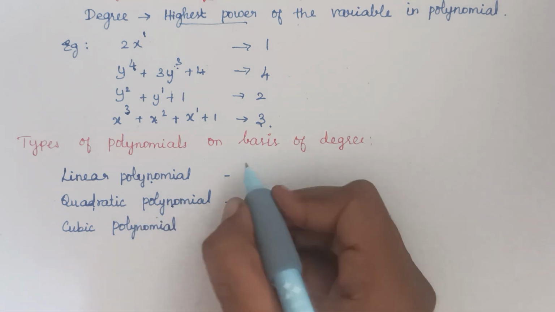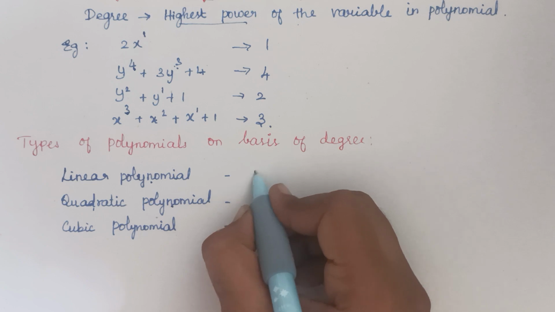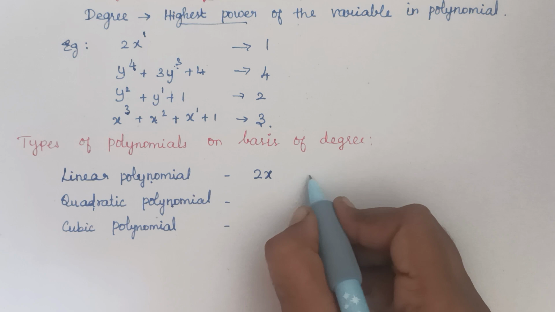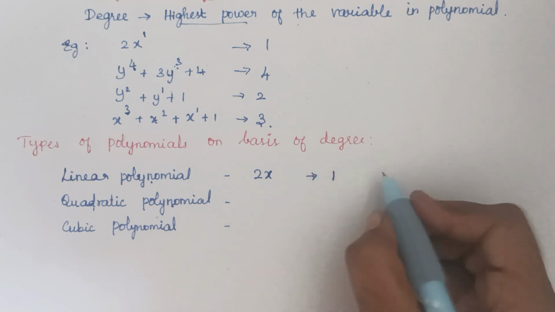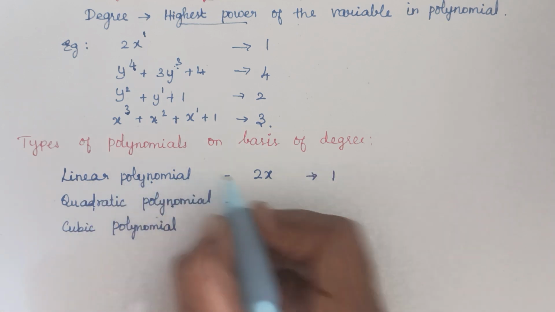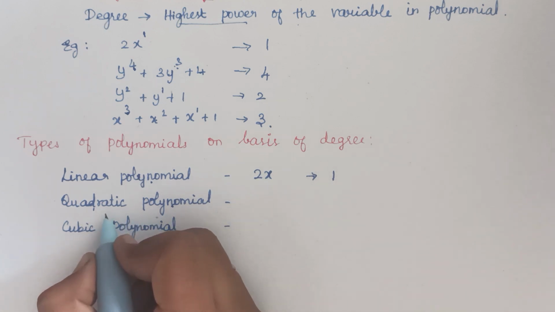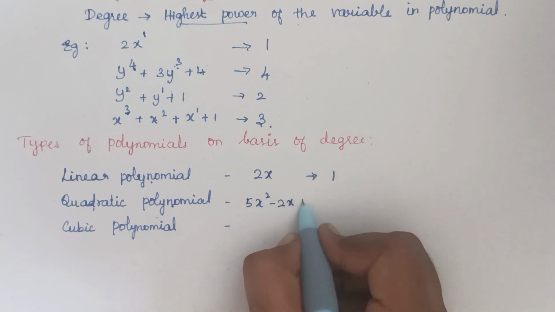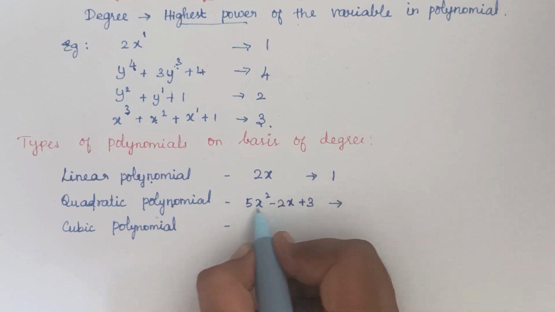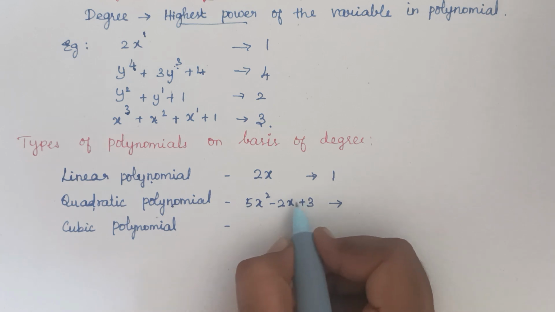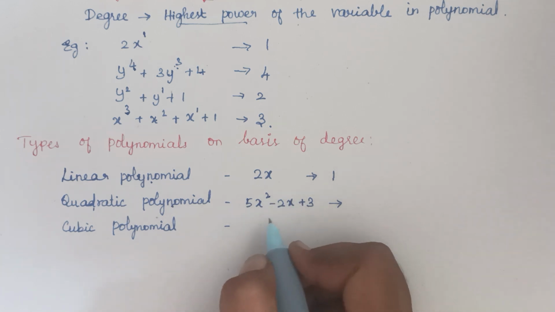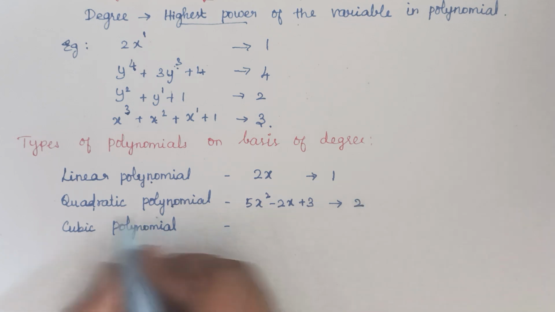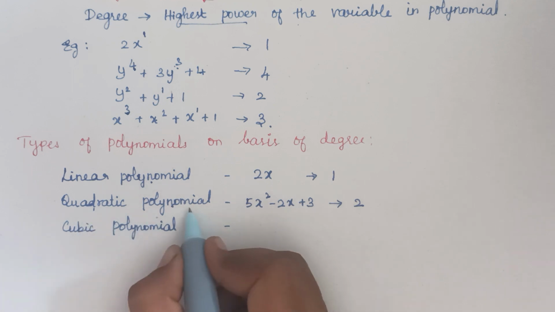Okay. So for example of a linear polynomial, 2x. What is the degree of this polynomial? The degree of the polynomial is 1. So it is called a linear polynomial. For example, for a quadratic polynomial, 5x square minus 2x plus 3. What is the degree of this polynomial? The degree means highest power. So the highest power of this polynomial is 2. So if the degree of a polynomial is 2, it is considered as a quadratic polynomial.